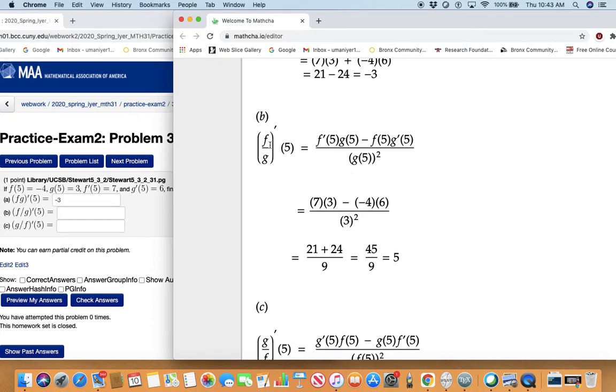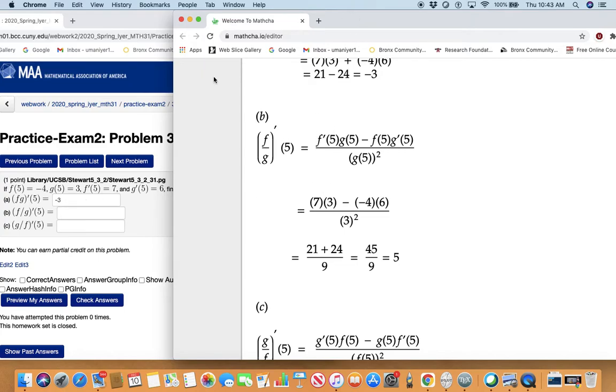Quotient rule, f divided by g prime, square of the denominator, numerator is derivative of the numerator, denominator as it is, minus numerator as it is, derivative of the denominator. Now I'm evaluating this derivative at x equals 5. So my argument is 5. Okay. So f prime 5.